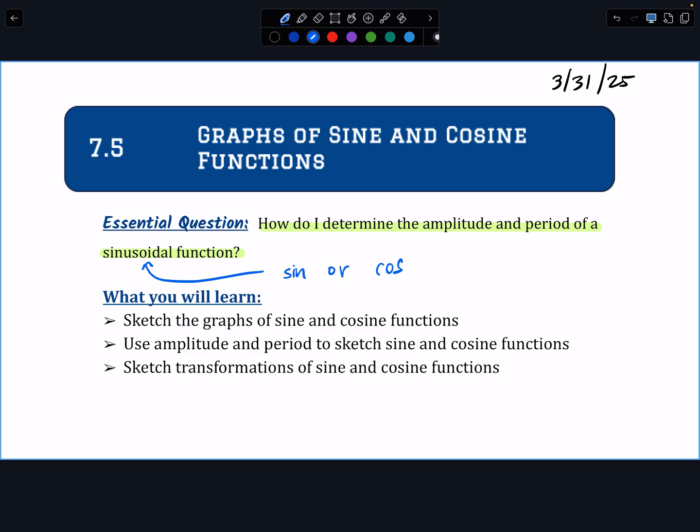So what are you guys going to learn this week? How to graph. It's crazy. You guys will learn how to graph sine and cosine, using what's called amplitude and period. We've already kind of talked about period, right, last week? To sketch sine and cosine functions. And then we're going to sketch transformations of sine and cosine functions.